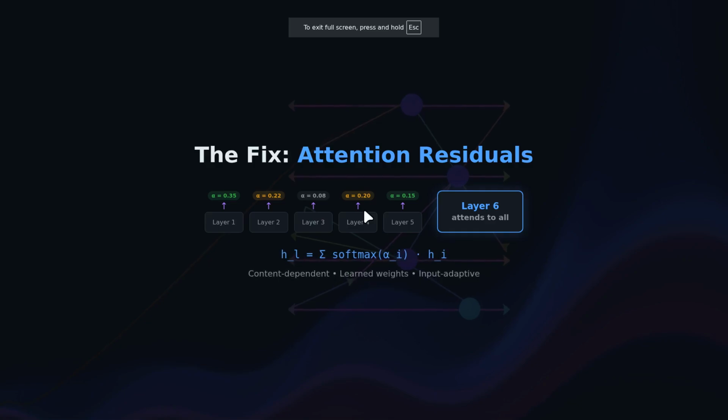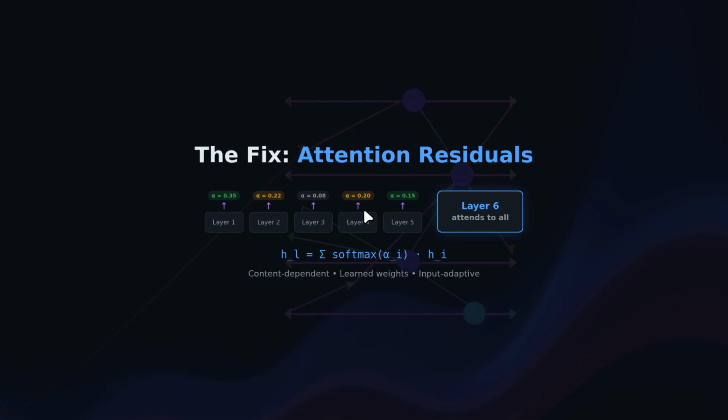So what if, instead of blindly adding everything with equal weight, each layer could choose what to pay attention to? That's exactly what AttnRes does. Instead of a fixed sum, each layer uses softmax attention over all preceding layer outputs. It looks back at every layer that came before and decides, with learned input-dependent weights, how much of each one to keep. Some layers matter more for this particular input. Others, not so much. It's content-dependent, it's elegant, and it's a direct replacement for the standard residual connection.